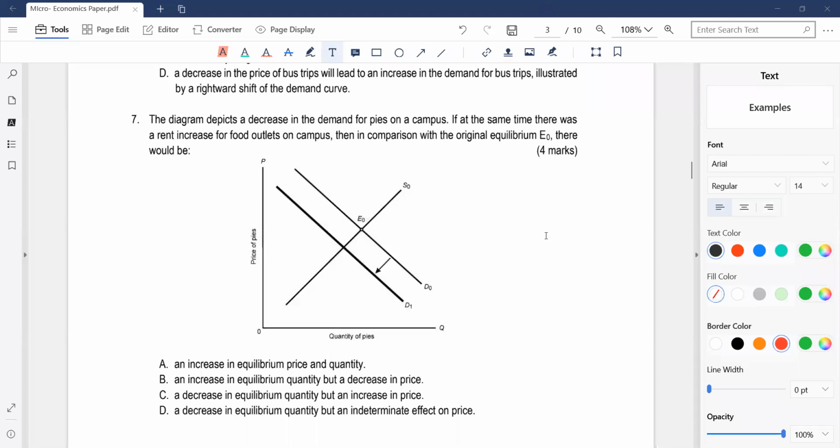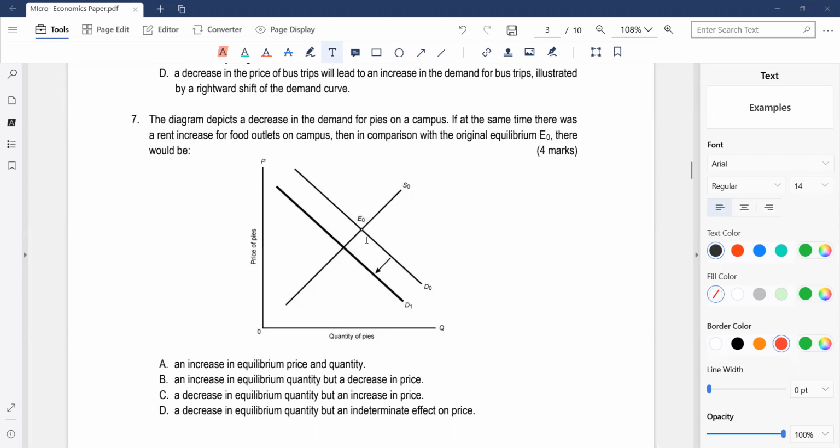Right, question number 7 says, the diagram depicts a decrease in demand for pies on a campus. So it is saying it depicts a decrease in demand. Can you see it says a decrease in demand, not quantity demanded. So a decrease in demand is shown by a shift in the demand curve from D0 to D1. That is a decrease in demand. If at the same time there was a rent increase for food outlets on the campus, then in comparison with the original equilibrium E0, there will be.